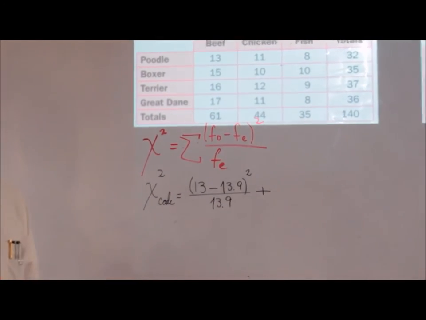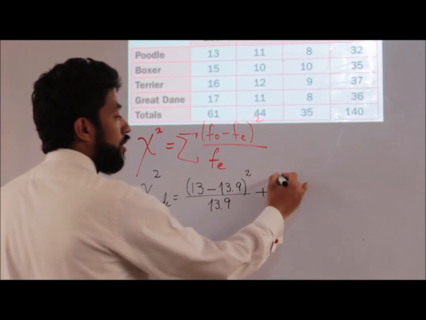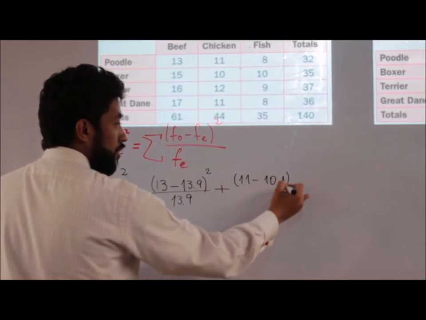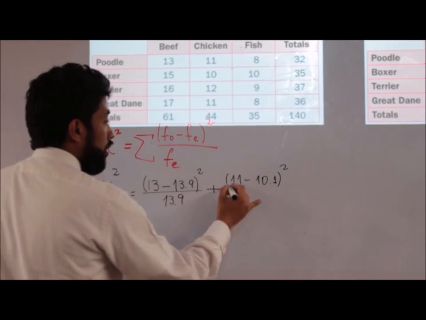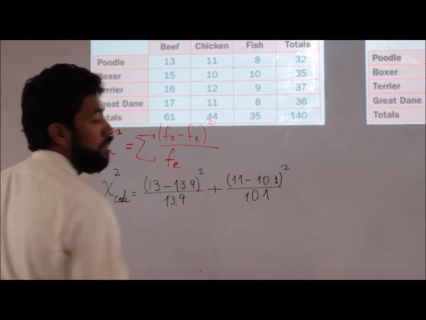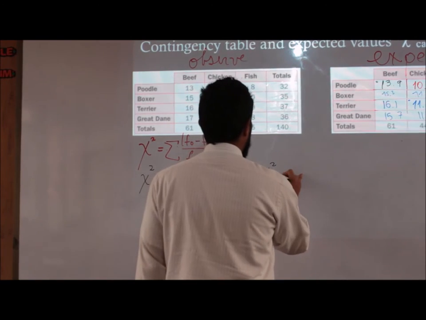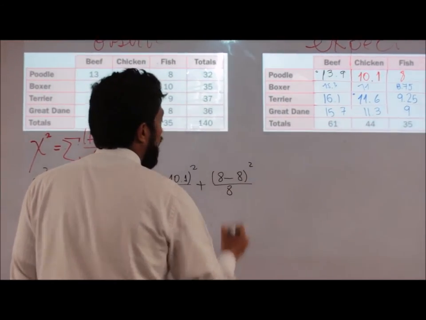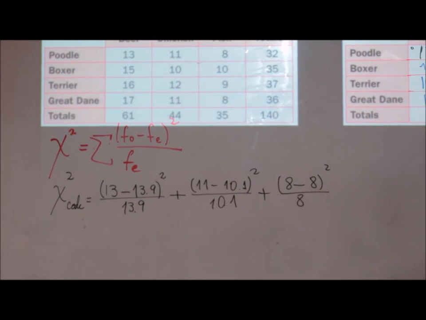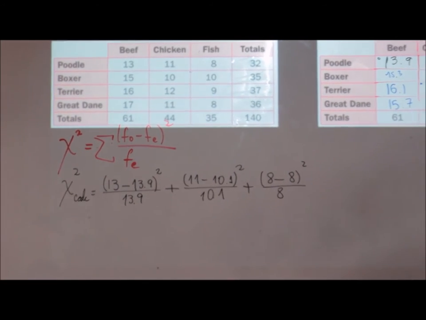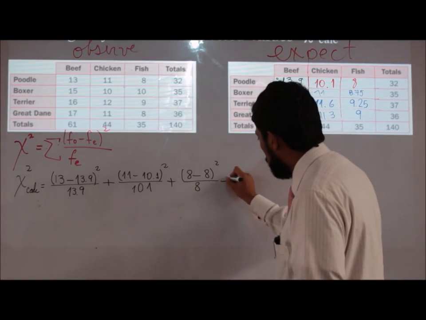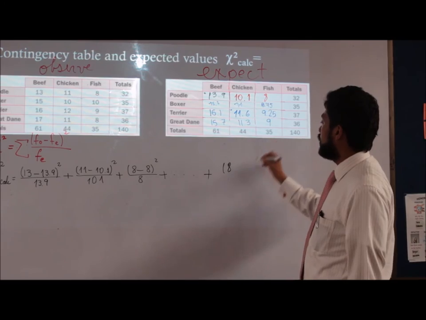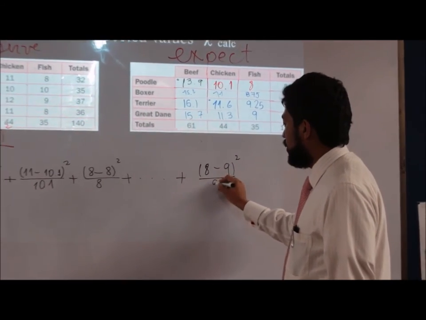Plus, what's the next one? 11 minus 10.1, to the second power, divided by 10.1. Plus 8 minus 8 to the second power divided by 8. That's easy because that's 0. And so on. How many terms? 12. So, dot, dot, dot, and what will be the last one? 8 minus 9 squared divided by 9.